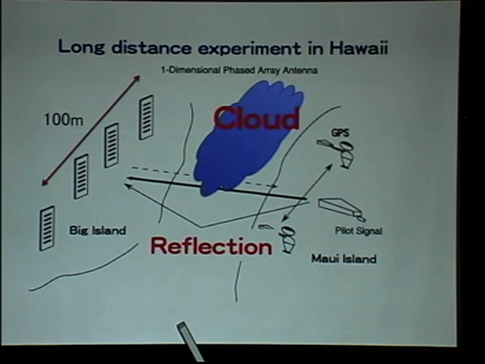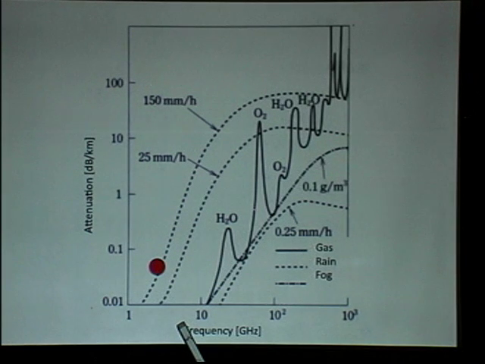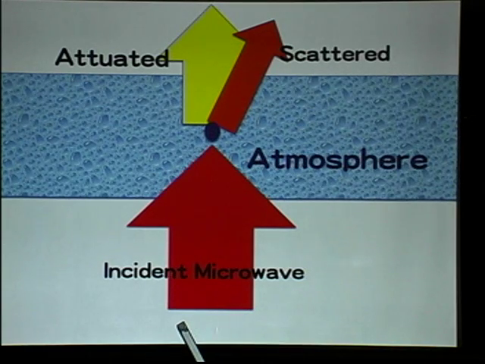The deviation is shown by a red mark. It means that when we have very heavy rain, we have a big distortion. But we did not have rain during the experiment. So maybe the incident microwave was attenuated or scattered.